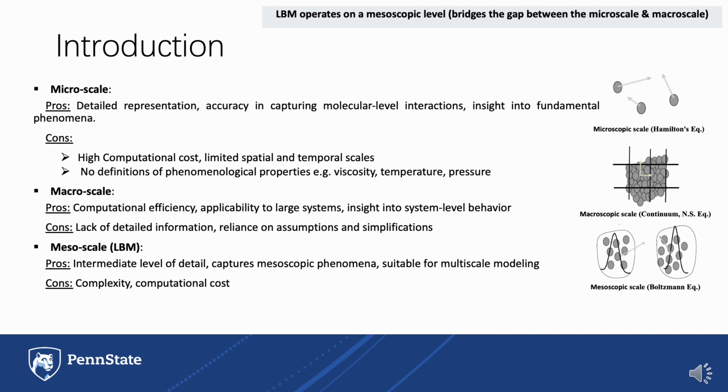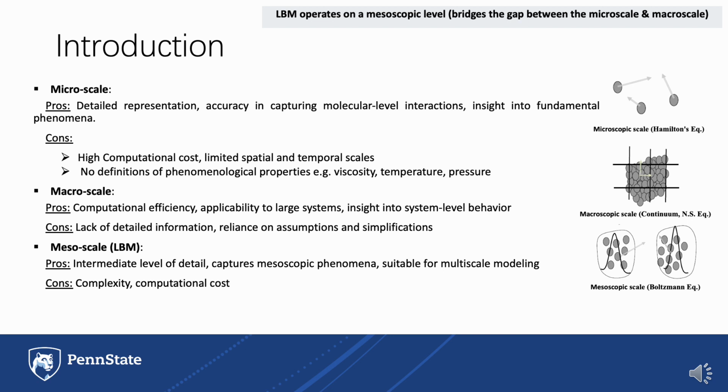On the other hand, the extreme opposite scale would be the macro scale, in which the domain is discretized into finite volumes, elements, or grids, depending on the method utilized, and each finite volume, element, or node is assigned a collection of particles. So, the pros of this scale is that it is more computationally efficient and more applicable to capture a system behavior on a broader level. However, one can argue that it lacks detailed information in some applications, and that it relies more on assumptions and simplifications.